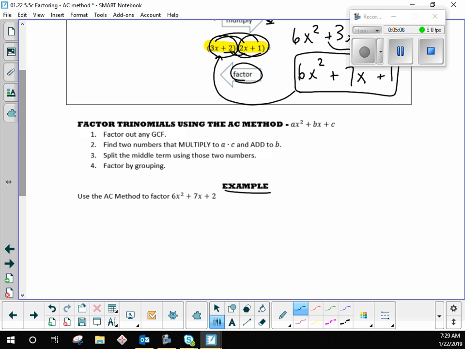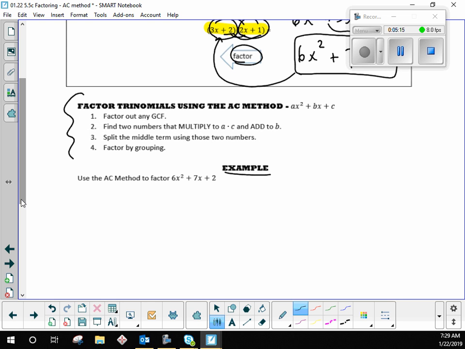So I'm right here at this example. I've got the steps here. It says use the AC method to factor 6x squared plus 7x plus 2. Step 1 is to factor out any GCF.